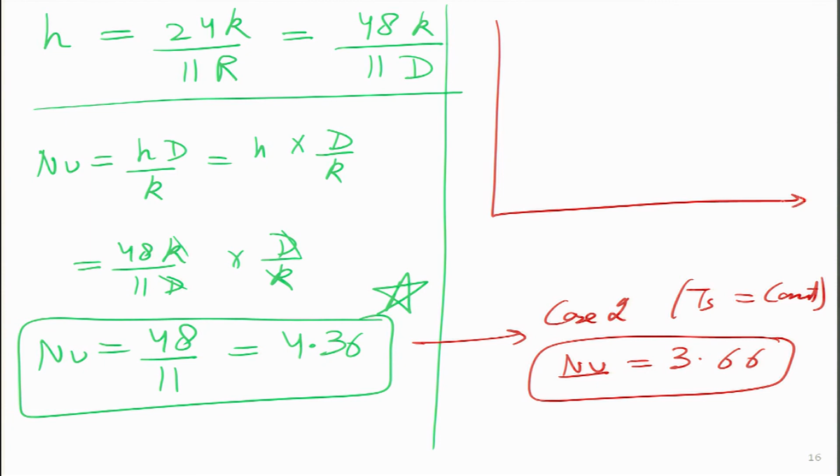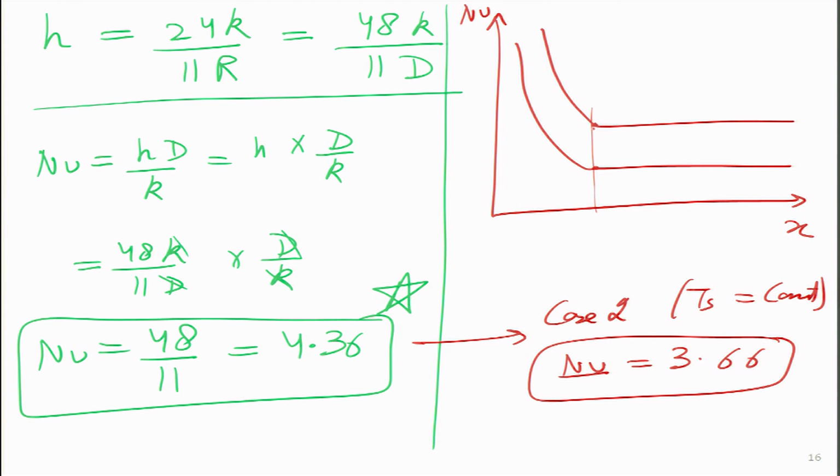And somebody asks, sir, this is only for the fully developed region, what about the entrance region? So, we can even show for the entrance region and the fully developed region roughly over here, that this value goes over here, this value goes over here. This is 4.36, this is 3.66.